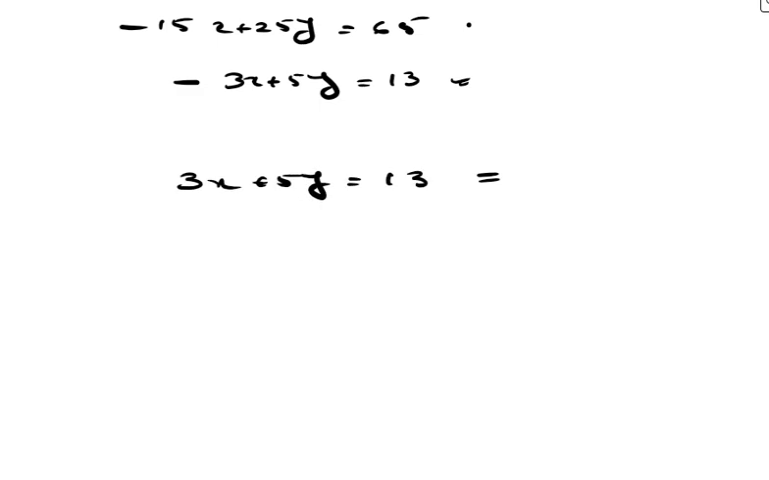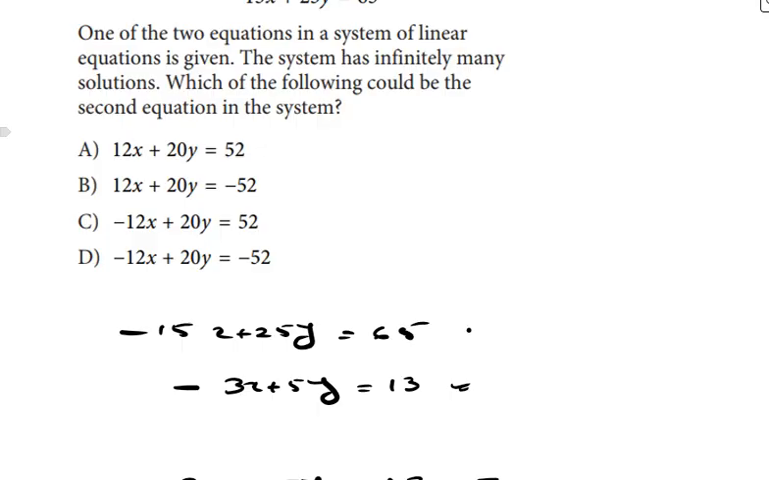Now compare it with minus 3x plus 5y is equal to 13. Notice something very important. The term x is positive 3x, but in the original it is negative 3x. So the signs do not match. So option A is not the same line.